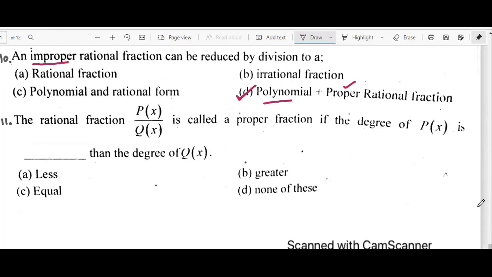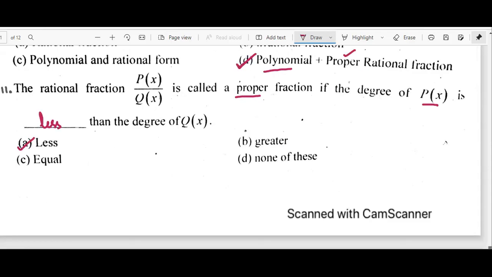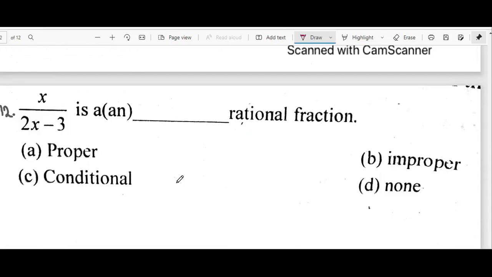Right, let's talk about the 11th question. The rational fraction P of x by Q of x is called a proper fraction if the degree of P of x is dash than the degree of Q of x. Proper is only when the degree of P of x is less than the degree of Q of x. So A would be the answer. Okay, and we have this question.